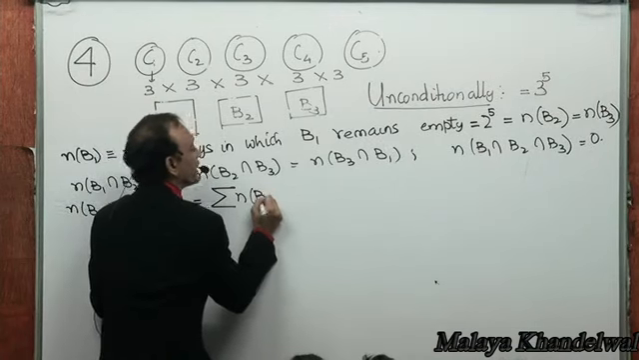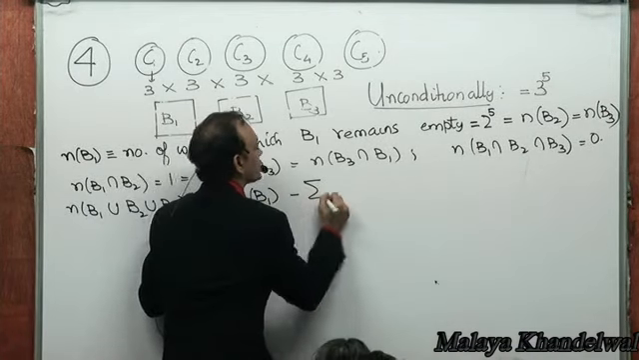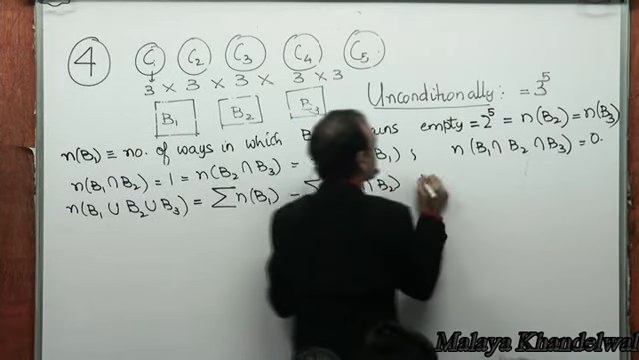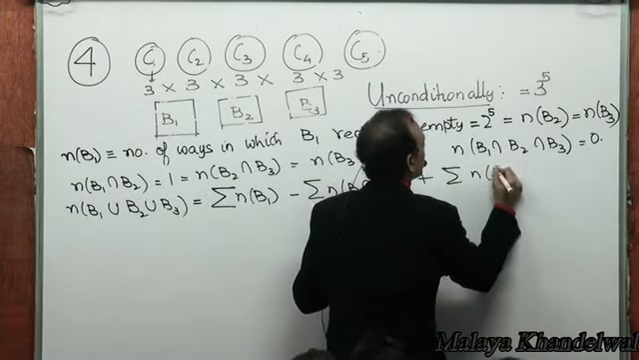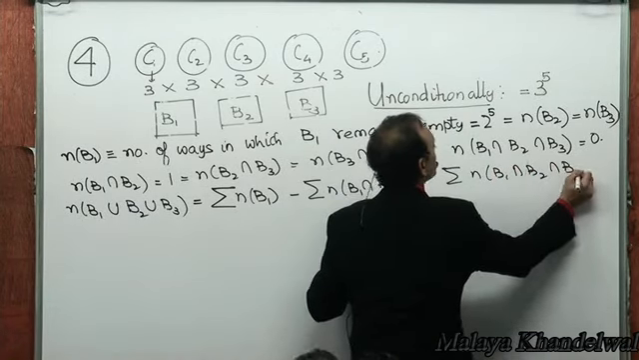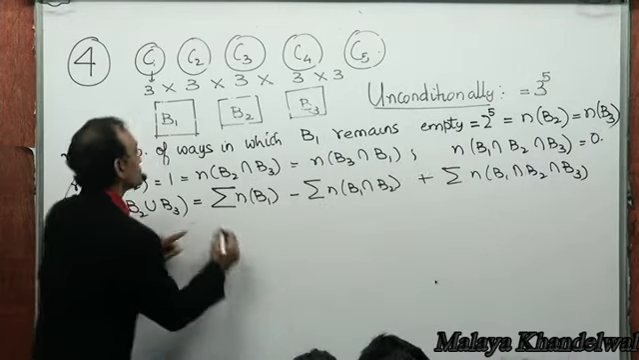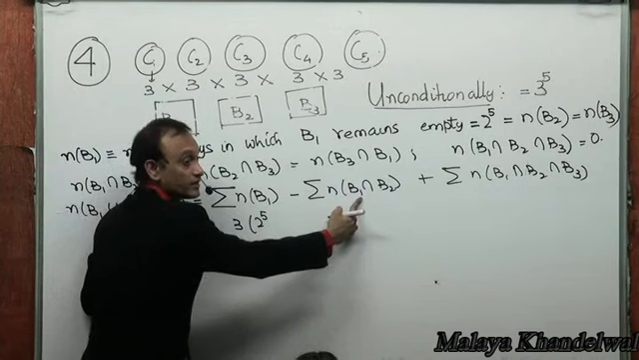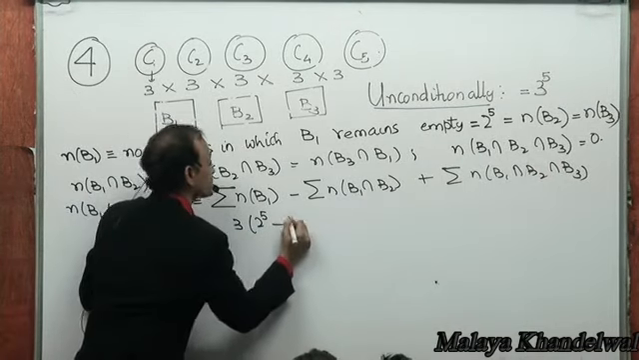Number of ways in which B1 or B2 or B3 remain empty is, from the principle of inclusion exclusion, summation n(B1) minus summation n(B1 and B2) plus n(B1 and B2 and B3), which anyways is 0, only one term in the last summation. This is 3 into 2 to the power 5, and this is 3, right? One way, so minus 1.